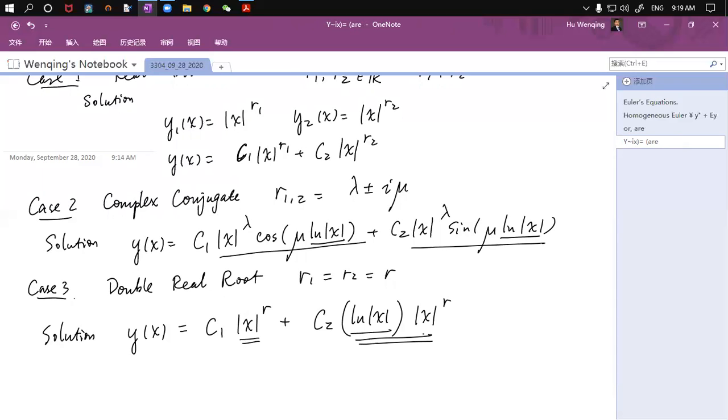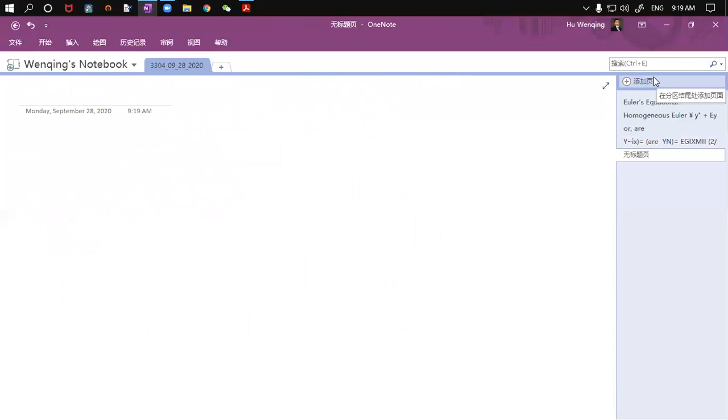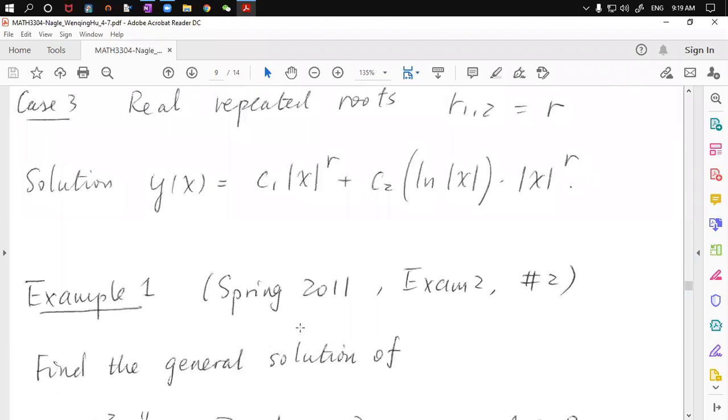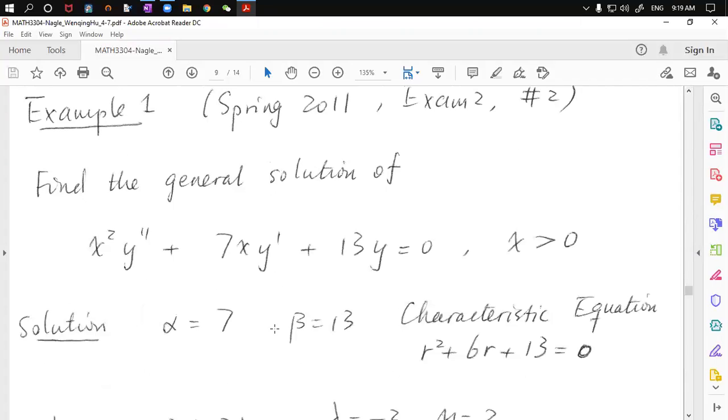Here I have to remind you that in general, x is replaced by the absolute value of x, in case x might be negative. But in general, x is supposed to be positive, so we don't really need the absolute value. You can just use x. But if x is negative, then it will really be useful to consider the negative x by absolute value. Okay, so here let me show you an example.